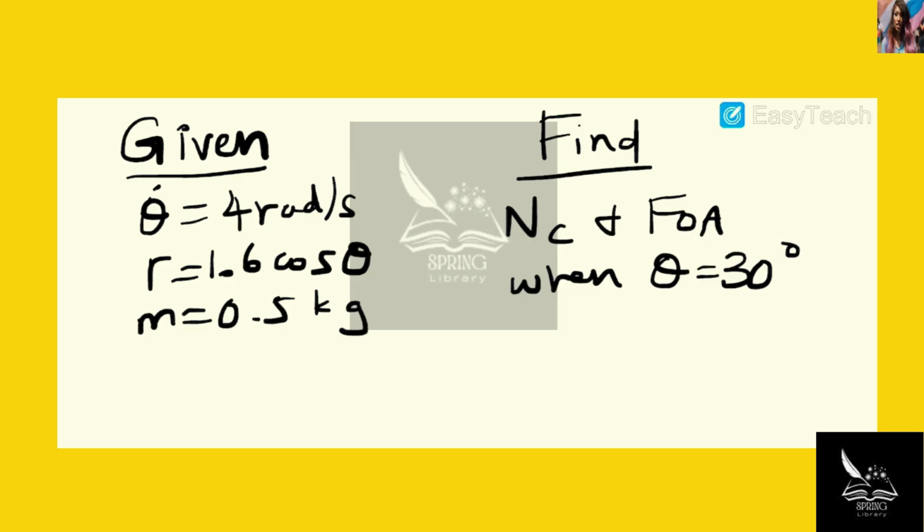Hi everyone, so what we have here is a rod that's rotating about an axis at theta dot equal to 4 radians per second. And we also have a collar that's of mass 0.5 kilograms. And the motion of the collar is described as r is equal to 1.6 cosine of theta. What we're asked to solve for is the force that the circular rod exerts on the collars and the force that the rod exerts on the other collar when theta is equal to 45 degrees.